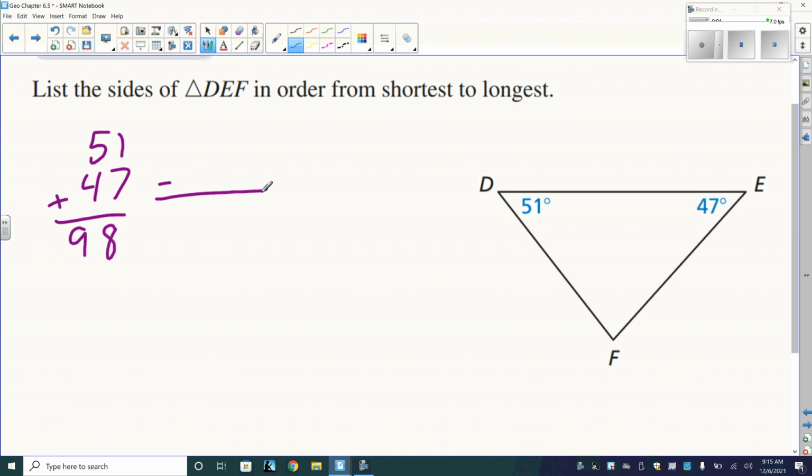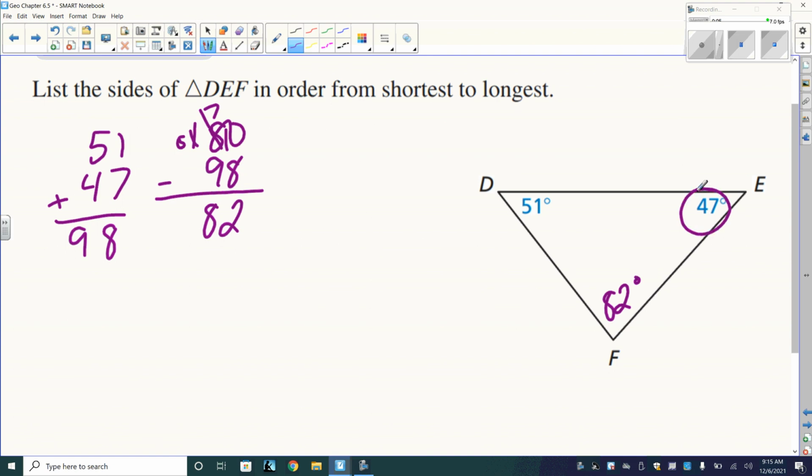I can take that and subtract it from 180. 10 minus 8 is 2. 17 minus 9 is 8. So angle F is 82 degrees.